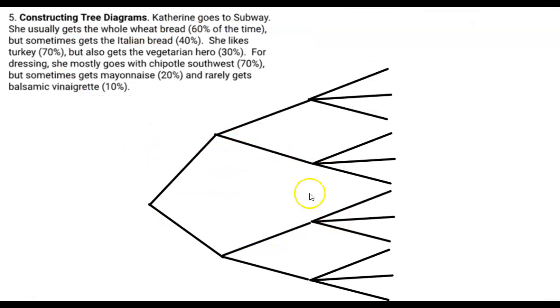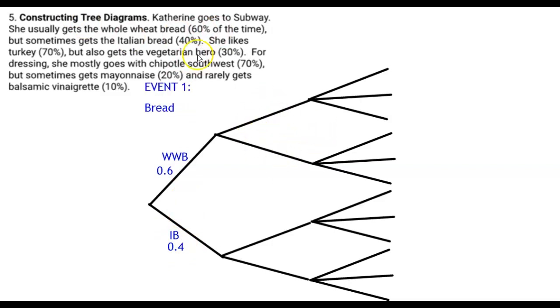So this is what it's going to look like when it's all built out. Let's explain why. The first event, like we said, is whole wheat bread versus Italian bread. So whole wheat versus Italian is this first split. It's either whole wheat at the top or Italian at the bottom. And we're going to put the probabilities onto the tree diagram in decimal form. So we have whole wheat bread, which is 60% of the time, and Italian bread, which is 40% of the time.